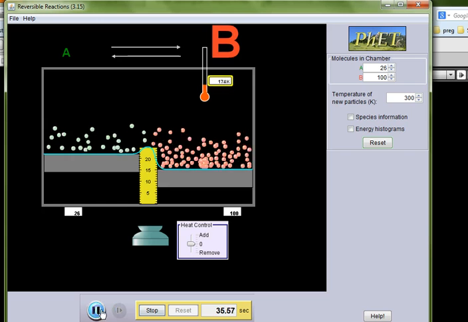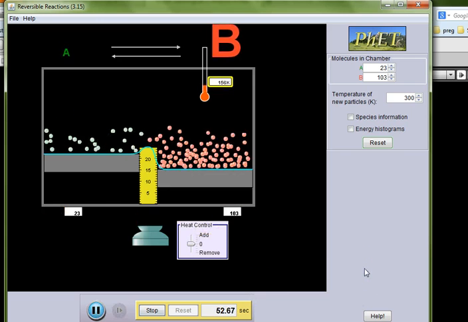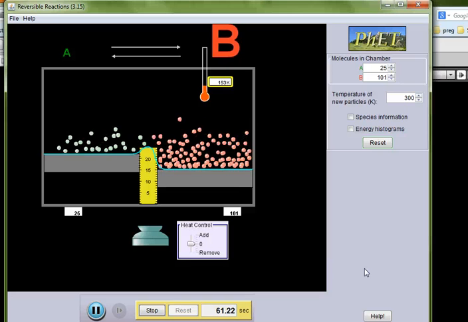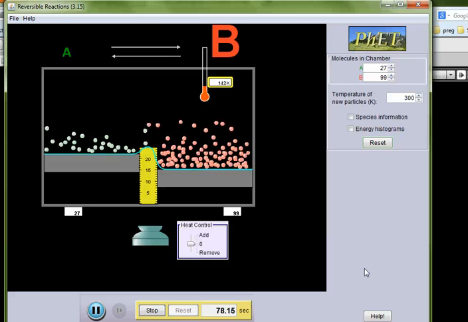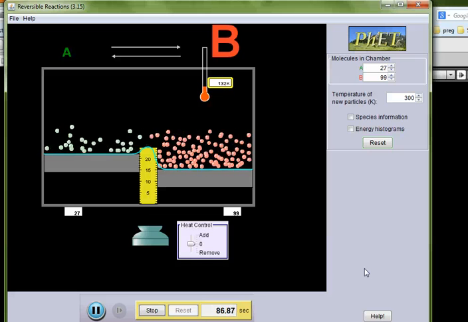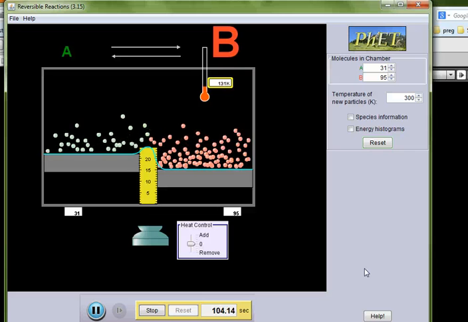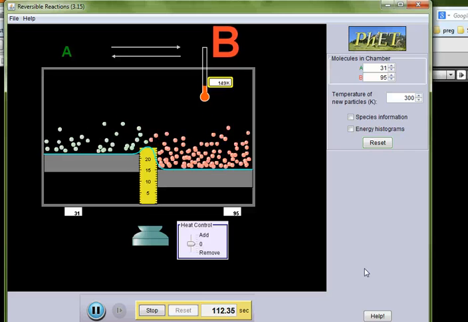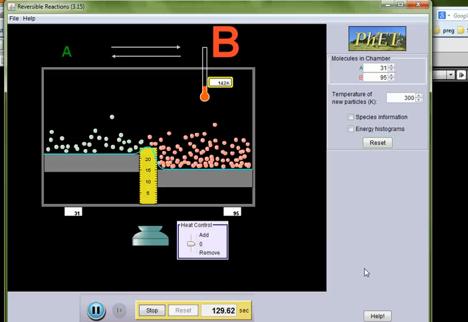Let's start the reaction again, and after a while you should see it go back. You can see the number of A particles is increasing. Correct? It's not decreasing now, it's increasing. So more B particles are converting into A.